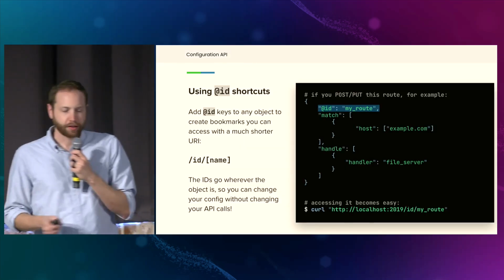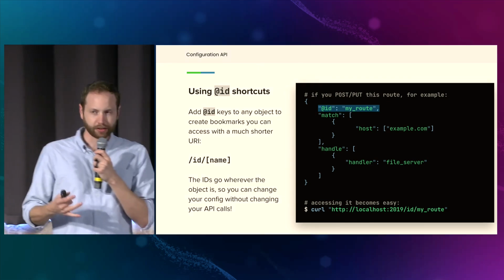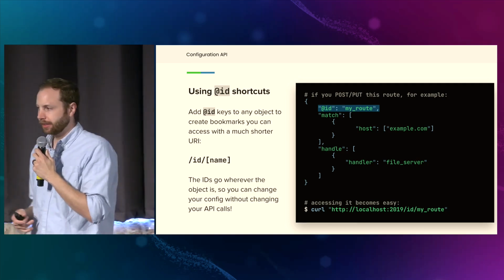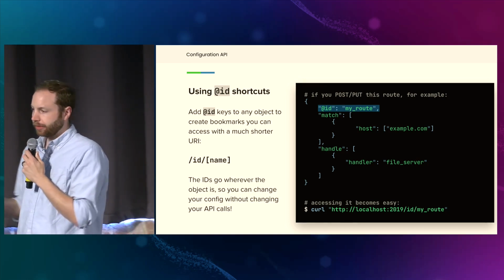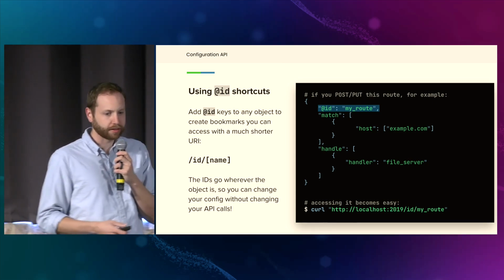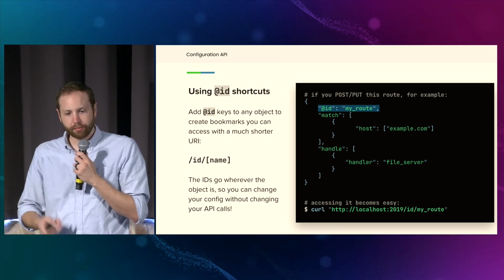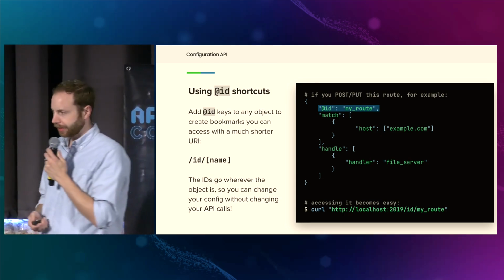Now, dealing with paths into the config can be a little tedious because they can get long, and if your config is changing, it can be a little annoying. And so we have these @id shortcuts. JSON LD has a similar concept, but you basically just give an object in your config a name, and then you can access it directly. And that's really useful.